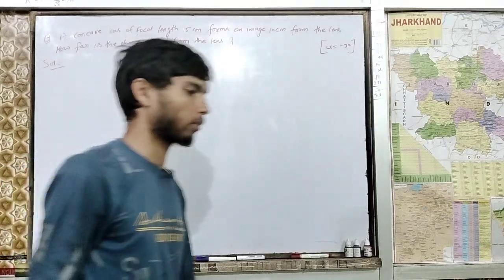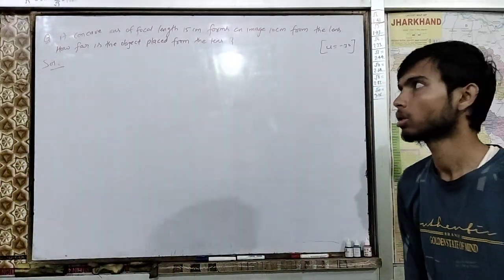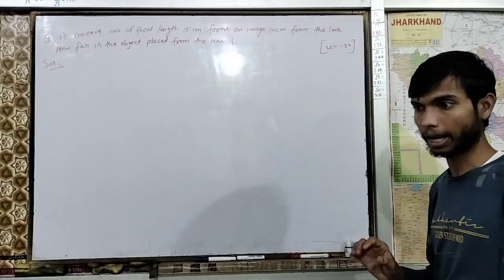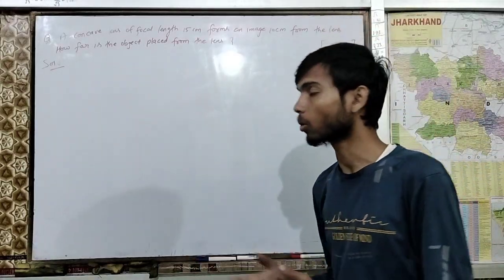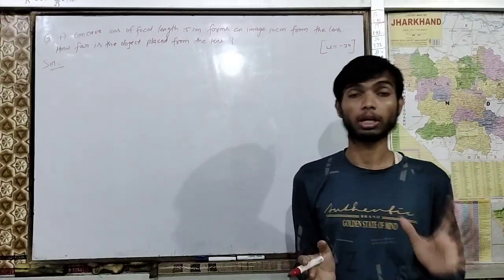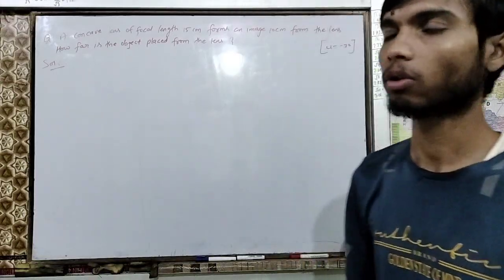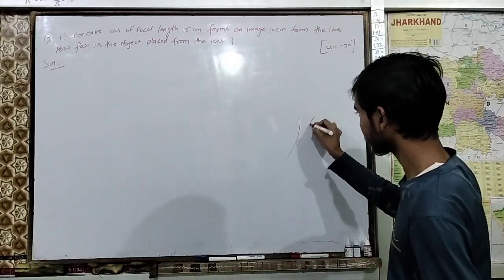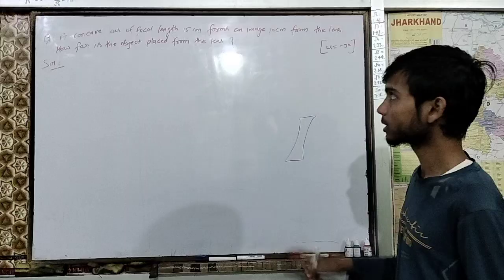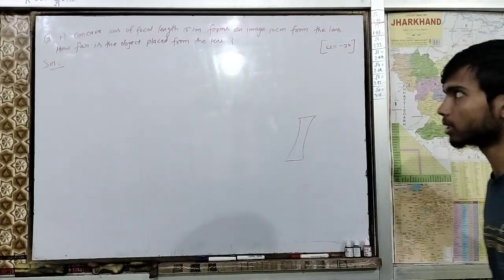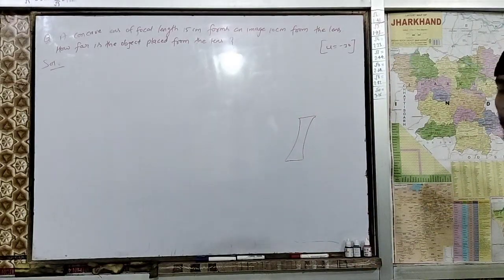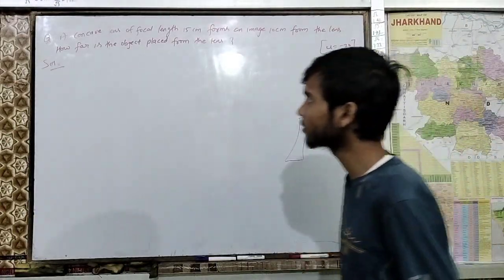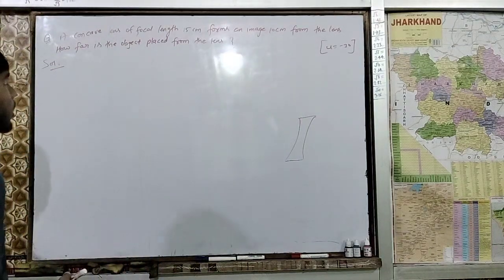We have a concave lens. The middle part is thin and the edges of this concave lens are thick. This is the definition of a concave lens. So a concave lens will look like that. It's our concave lens. The focal length of the concave lens is how much?